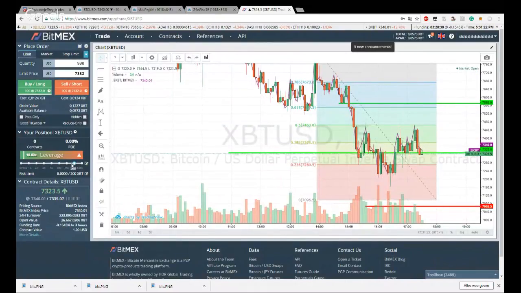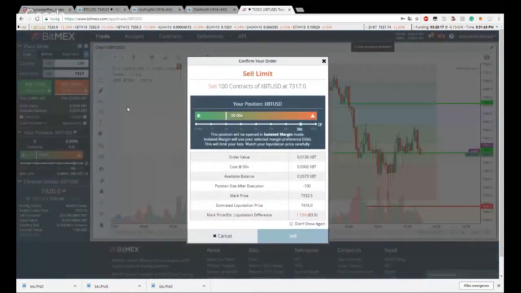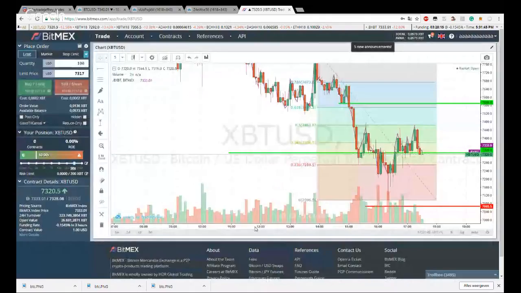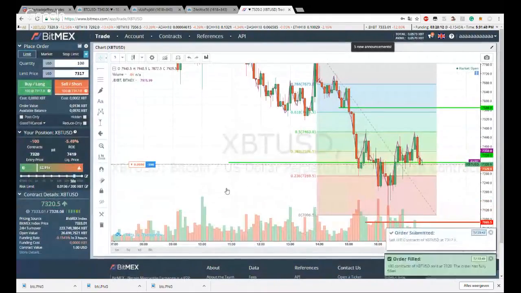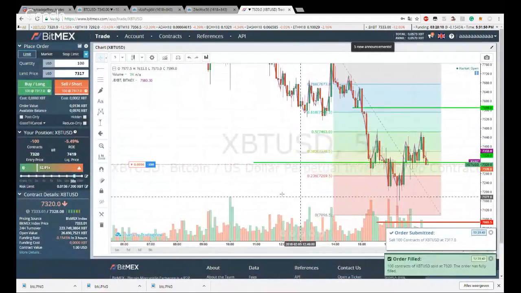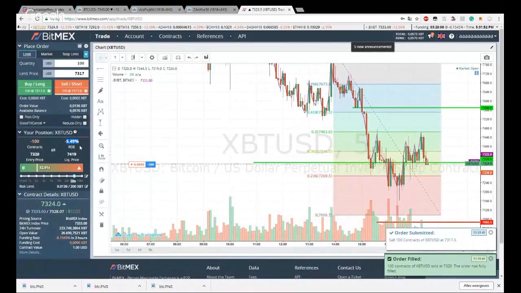Now let's say I want to trade at 50x margin. Okay. I'm just going to buy 100 contracts. I'm doing this at 73.17, I believe. And I'm going to short it. My order is filled. And as you can see right from the start, I'm actually down 5%.